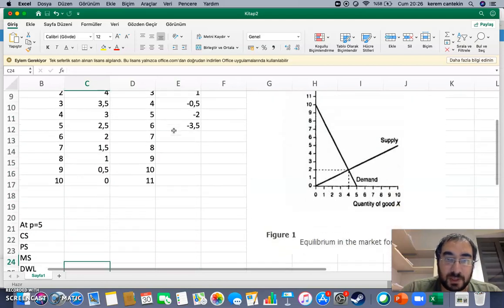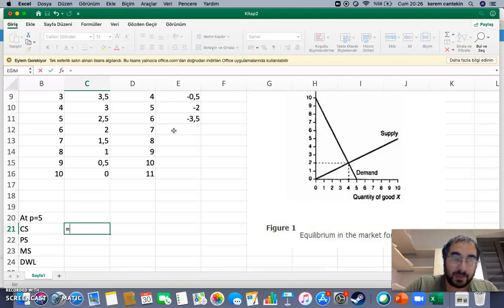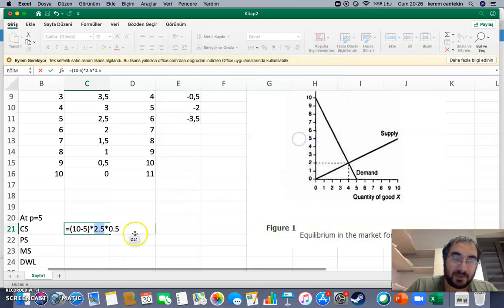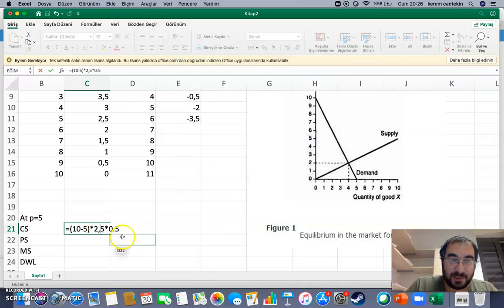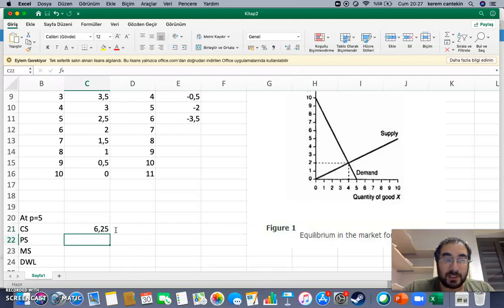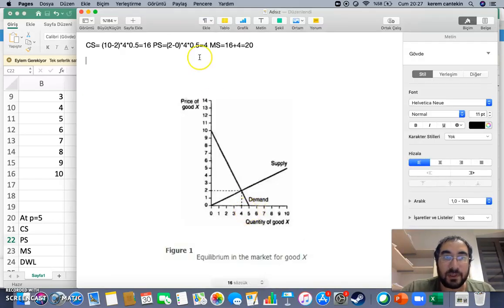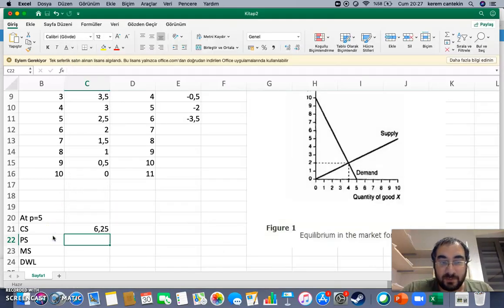So consumer surplus is, in that case, 10 minus 5 multiplied by 2.5 multiplied by 0.5, since you have a triangle here. Of course, I'm sorry, they should be commas, not points. Okay, the consumer surplus is 6.25. We have calculated it before. It was 16. It has fallen from 16 to 6.25.